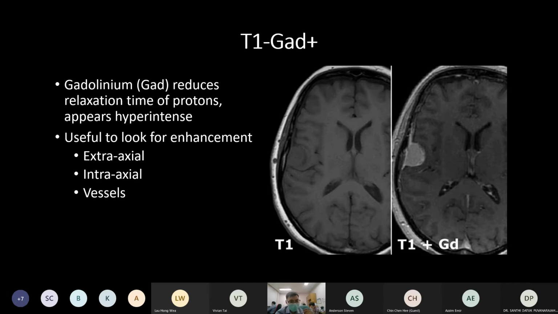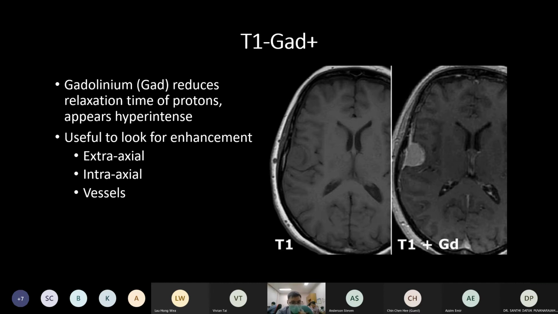Gadolinium is basically a medium to reduce the relaxation time of protons, which means that, because we're going to inject the gadolinium into the blood circulation, and the circulation is going to flow through our CSF, our cerebral blood, then anything that the blood can pass through, can flow through, will appear bright, because it will reduce the relaxation of the atoms at a particular point of time.